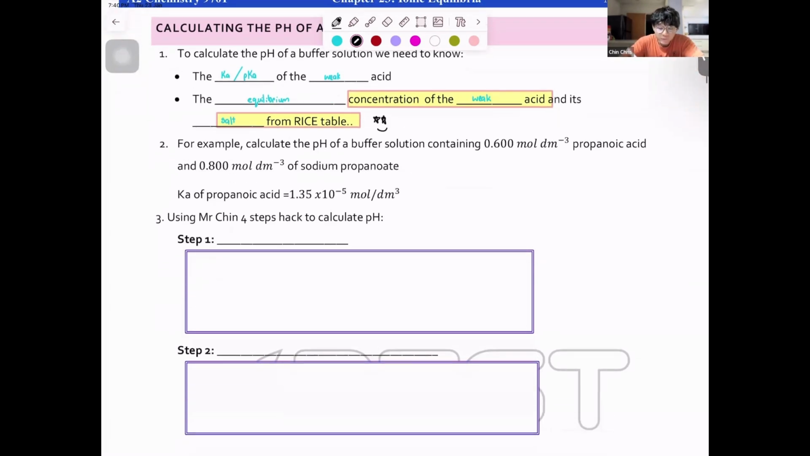Next, for example, the pH of a buffer solution consisting of this amount of propanoic acid and this amount of sodium propanoate, and your Ka is also given. So guys, I'll give you the steps. All right, now let's continue. First, what I want you guys to do is to construct the Ka equation. No, sorry. Before your Ka equation, I need the buffer equation. Go.